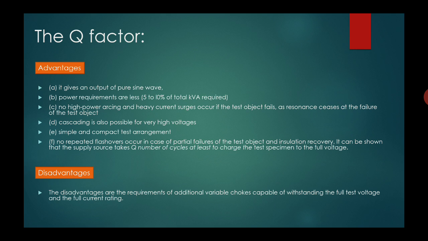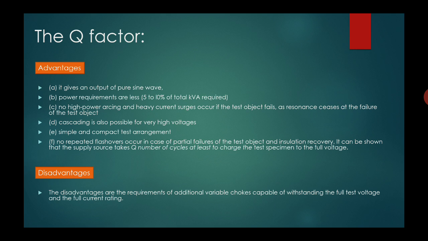Now we will see the advantages and disadvantages of Q factor. The advantage of Q factor is that it gives an output of pure sine wave. Since there is only resistance, the output is purely sinusoidal with a power factor of 1. The power requirement is less, so 5 to 10% of the total kVA can be used. No high power arcing or heavy current surges occur if the test object fails. So if the test object fails, there will be less arcing and heavy current, as resonance ceases at the failure of the test object.